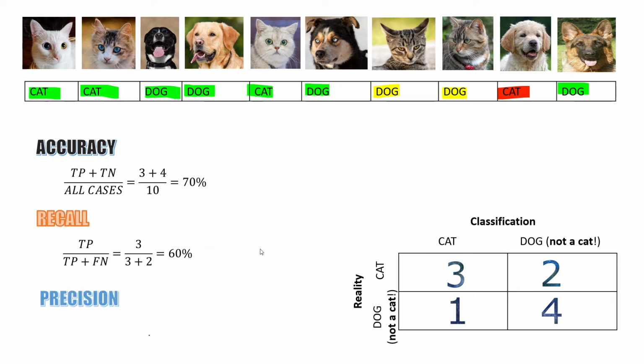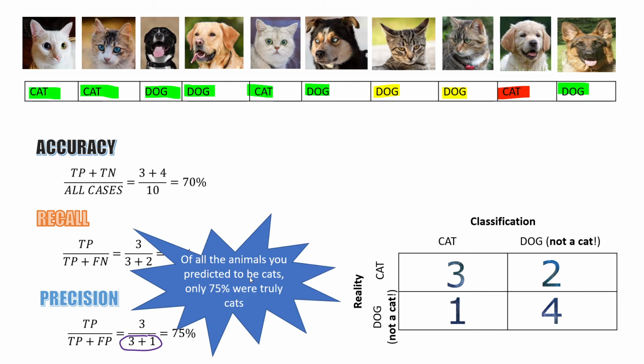Now, the other measure is precision, and that would be true positives divided by the sum of true positives and false positives. Let's think a moment to understand what exactly it's asking. It's basically saying, of all the animals that you predicted to be cats, and you look at here, you see the classification cat. There are 3 here and 1 here. 3 of them are correct, 1 of them is incorrect, right?